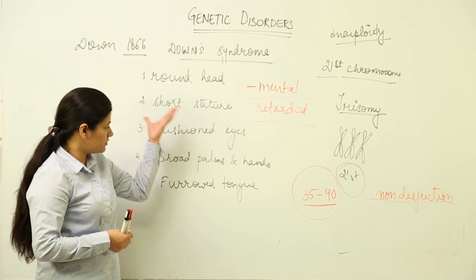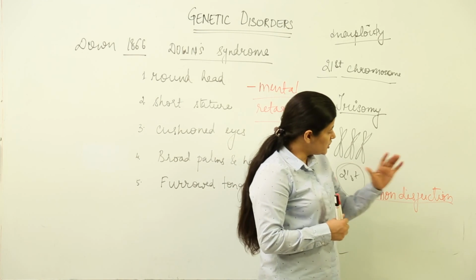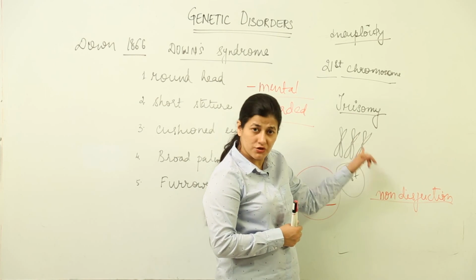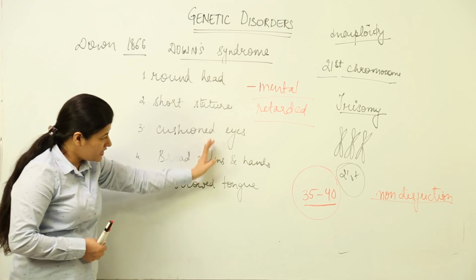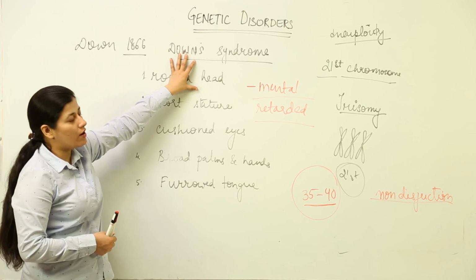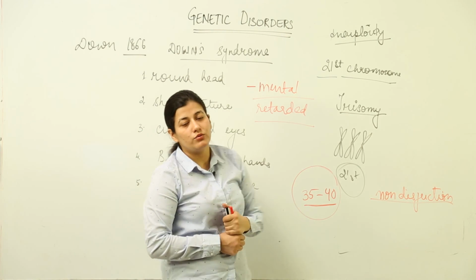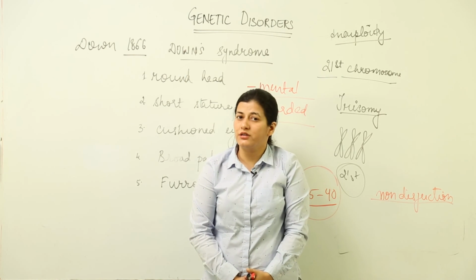You can very well imagine with all such problems, it would be so difficult to survive just because non-disjunction takes place. It leads to trisomy. Trisomy is a type of aneuploidy which manifests itself in the form of these symptoms and makes the Down syndrome. So this is all you have to study in Down syndrome, how an additional chromosome can create havoc in the life of people.